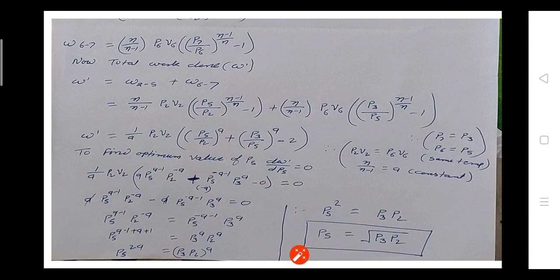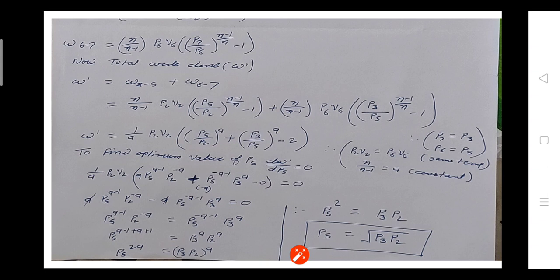Here we have to calculate the optimum value of P5, which means at what pressure we have to tap the process, that is the intermediate process, where the two compressors are connected. To find the optimum value of P5, you can use the maximum-minimum concept, that is you have to take the derivative of W dash with respect to P5 equal to 0.